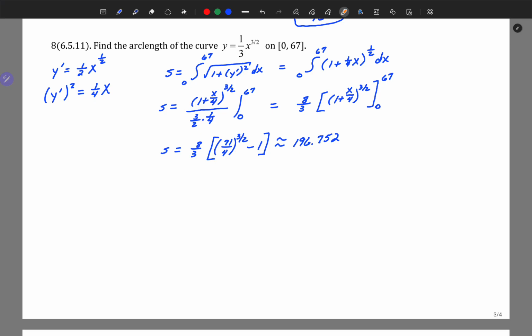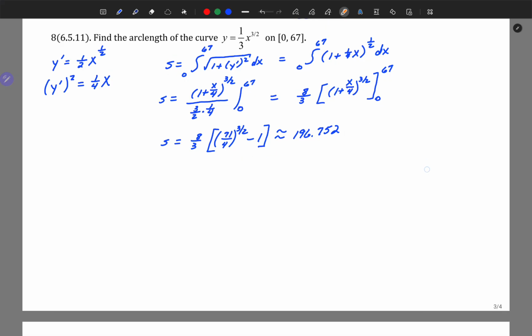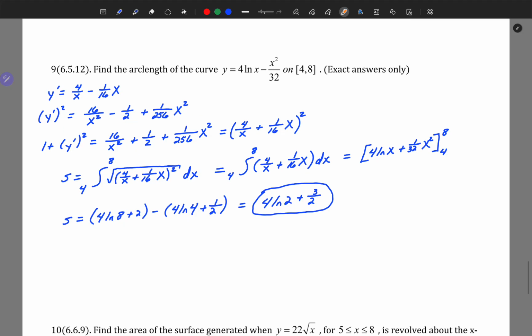And if I ask for an exact answer, which I didn't specifically say here, this would be my exact answer, and I really wouldn't simplify it beyond that. When I entered this into my calculator to get the decimal approximation, I got this value, which for this problem, I kind of prefer the decimal approximation since the exact value is kind of ugly. Looking at the next one, and please notice here, I did say exact answers only.